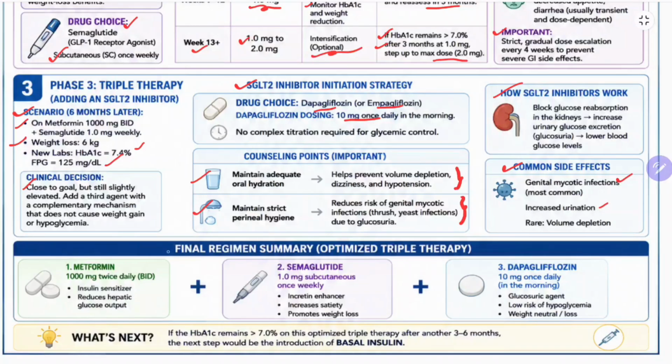Okay, so the final regimen. This is the optimized triple therapy. Final regimen: metformin 1 gram twice daily, semaglutide 1 mg subcutaneous weekly, dapagliflozin 10 mg once daily in the morning. So this is a triple regimen. Now what's next? If the HbA1c remains still more than 7% on this optimized triple therapy after another 3 to 6 months, the next step would be the introduction of basal insulin.